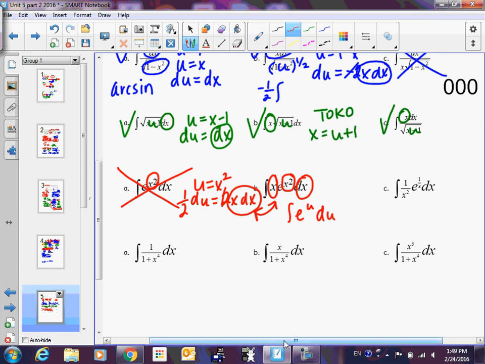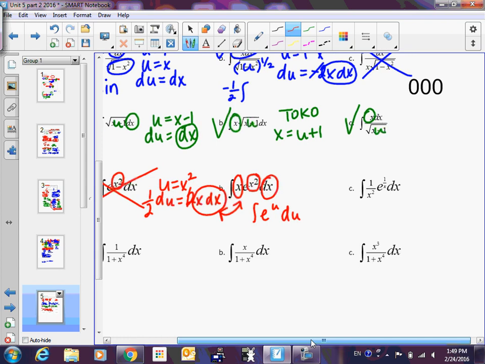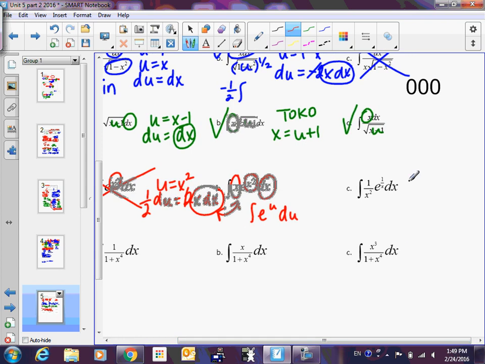So let's use that same strategy here to see if C will work out. What we're hoping for is that if we let u be the power on e, that the du will be everything else in the problem. That's what we're wanting to have happen. That's how we know if we're on the right track.